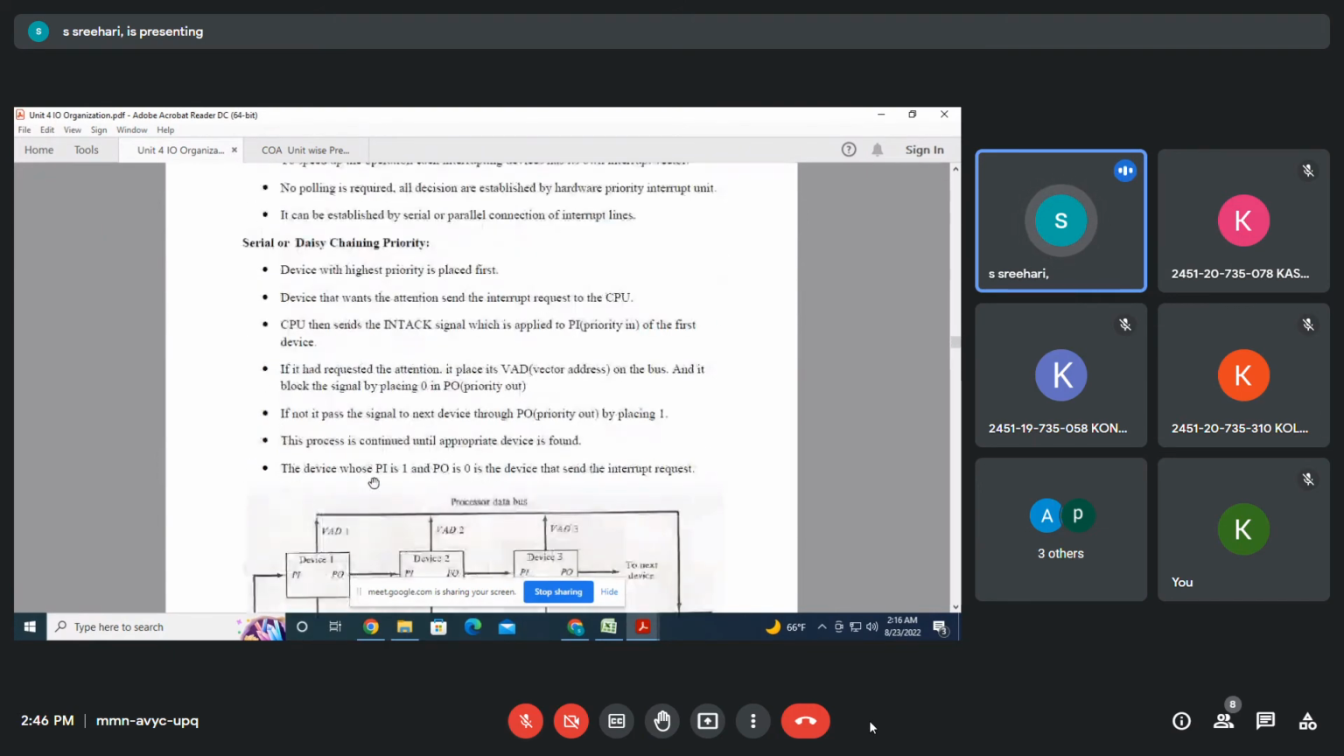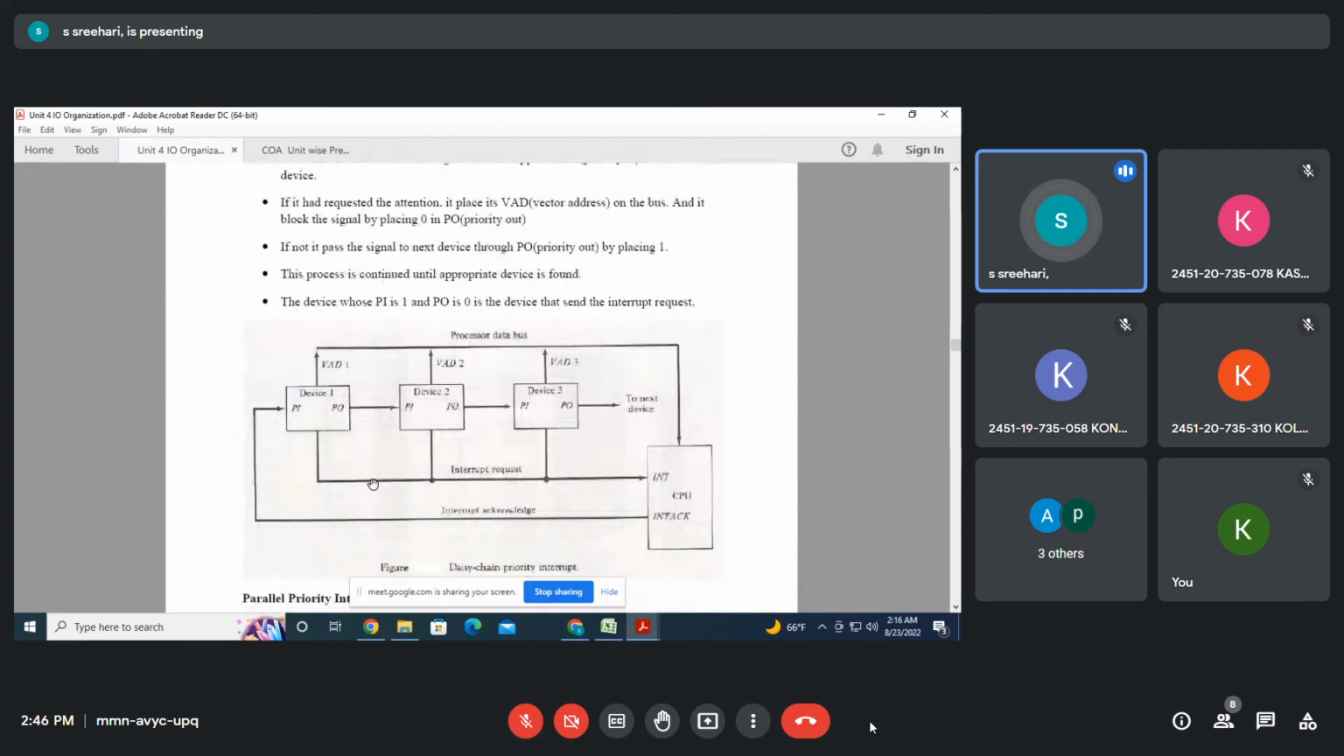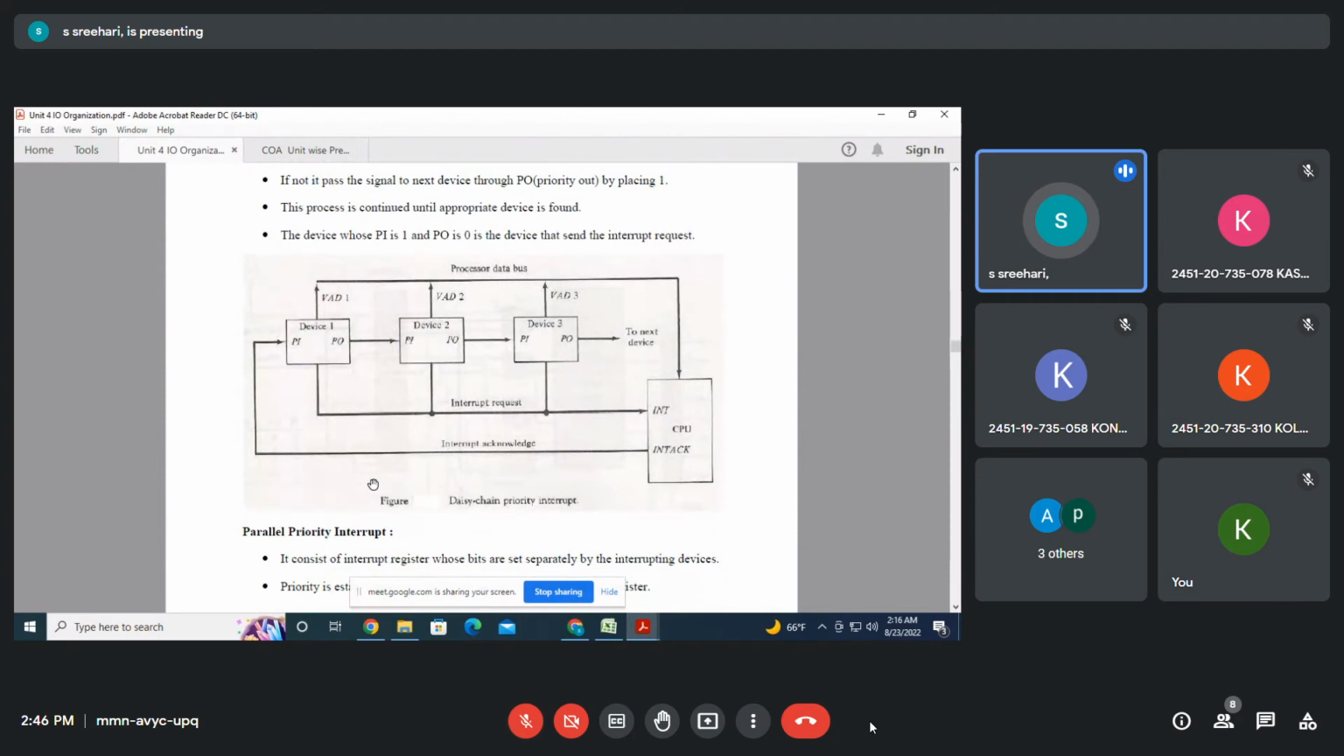Then the next one is daisy chaining priority. Daisy chain priority has the devices connected from high to low priority, based on priorities, from the highest priority device to the lowest priority device, and all the devices are connected to the same interrupt signal of the CPU, right? Once the interrupt is generated, the interrupt signal is sent to the CPU. Once the interrupt is generated, the CPU acknowledges the devices. The highest priority device, whichever comes first, receives the acknowledgement, right?